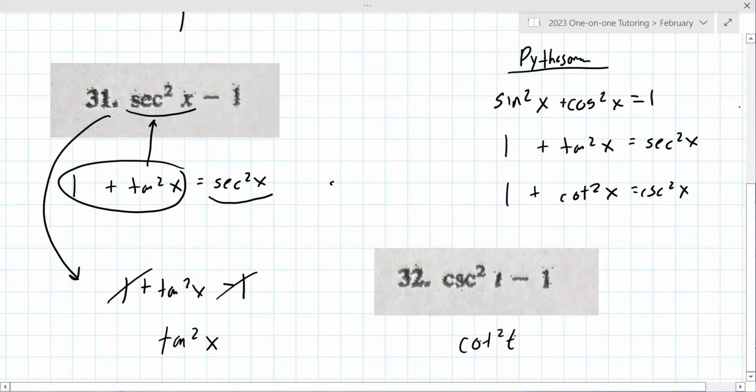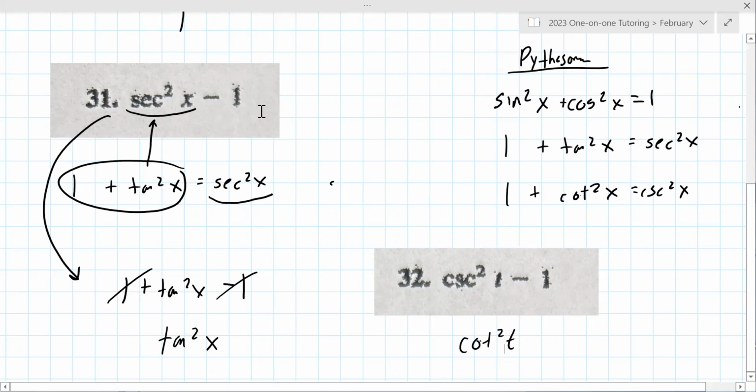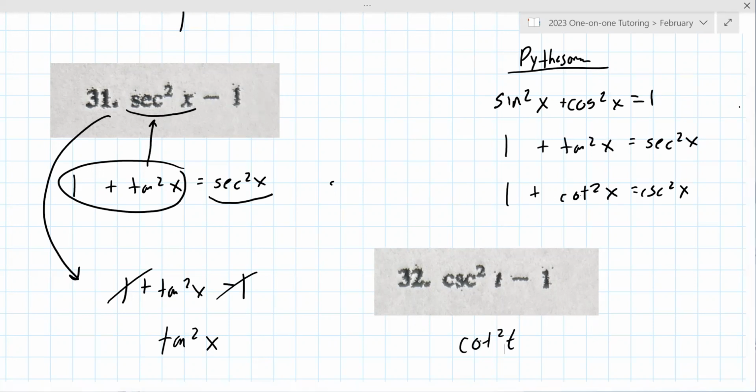So the reality is, though, you're not going to get something on the test or quiz this simple. But this is an intermediate step, something you might use in another problem, and we'll see that in 37. So I think this will make more sense when we actually use it in context.